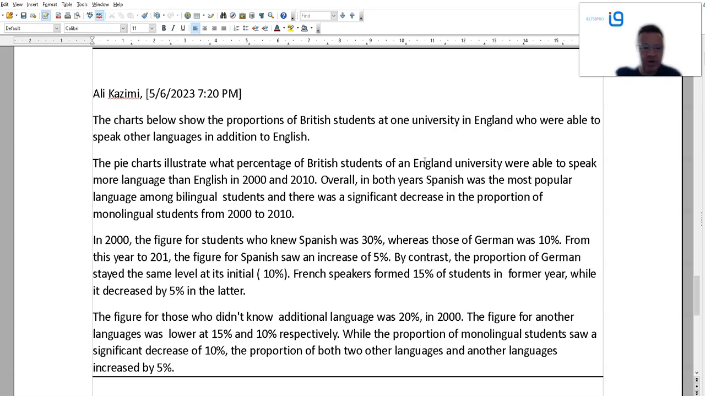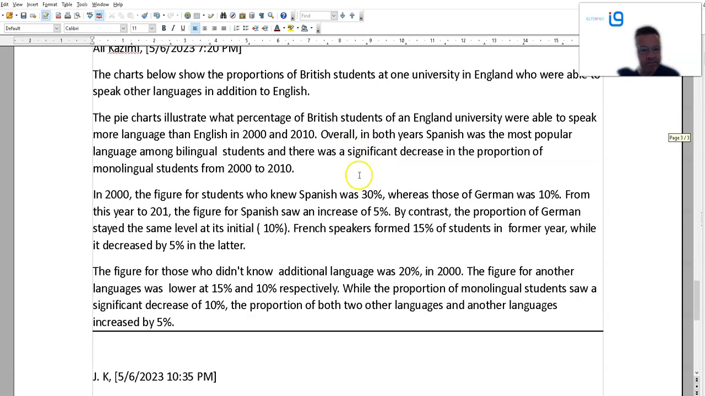So the charts below show the proportion of the British. Okay, yeah, good. Why do we have the same? Isn't that the same? Why do we have 2 sentences exactly the same? Must be some mistake there. Maybe that's from something else. Overall, in both is Spanish most popular, so we can right. So again, not looking at the big picture.